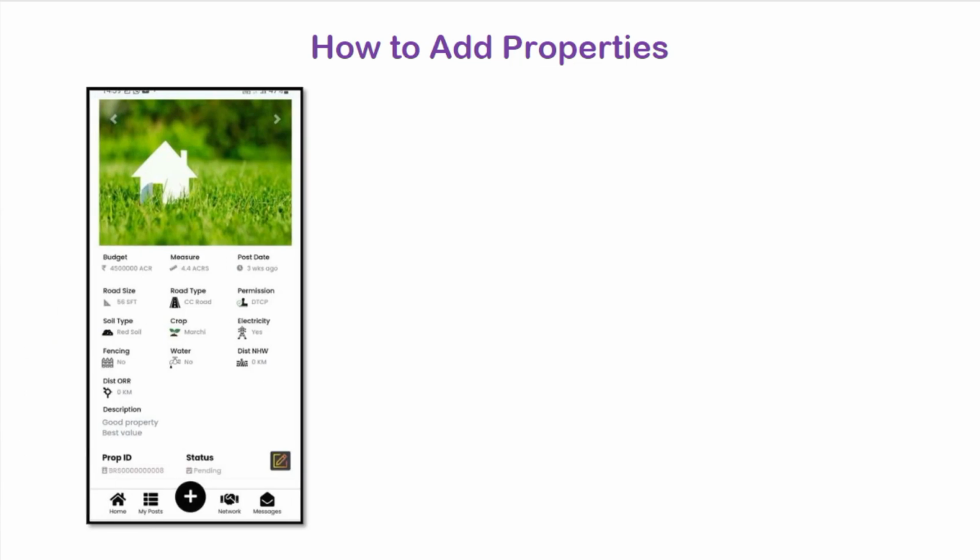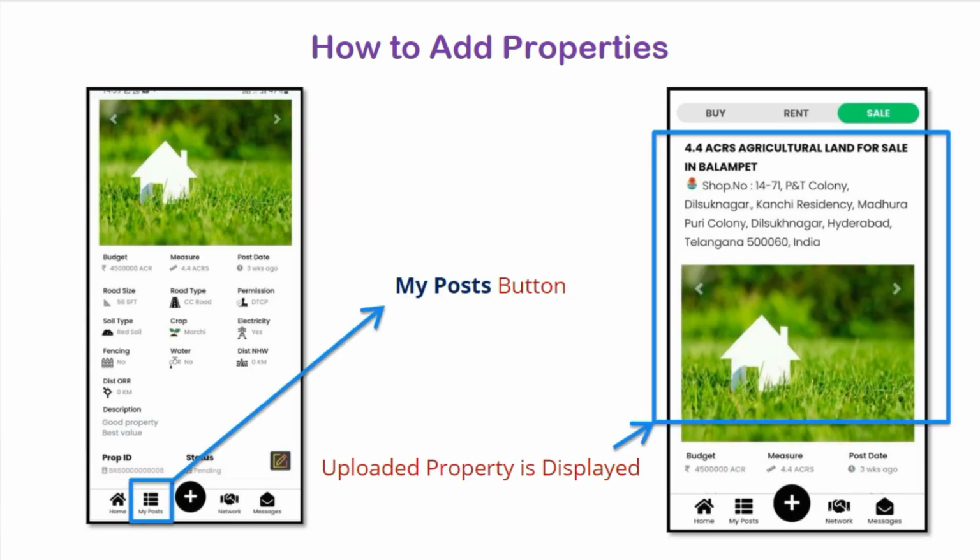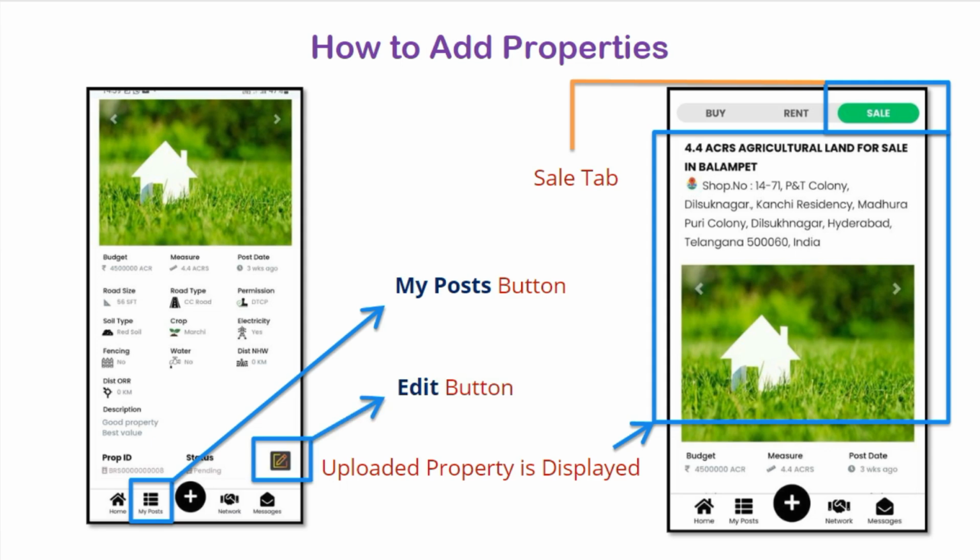Now, when you click on My Posts button, your uploaded property will be displayed here. Now since we have uploaded a sale type property, we can see our property under the Sale tab in My Posts. If you need to again edit this property, you can click on the Edit button on the bottom right corner, as shown here, and then make changes as required, and click Submit button again to save the details.